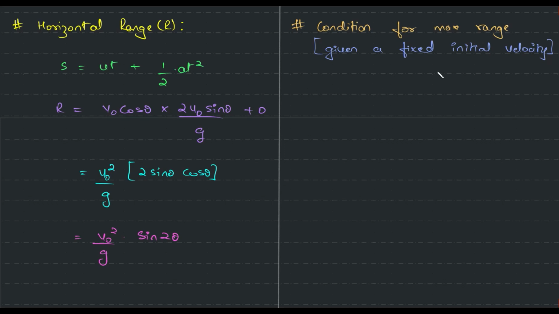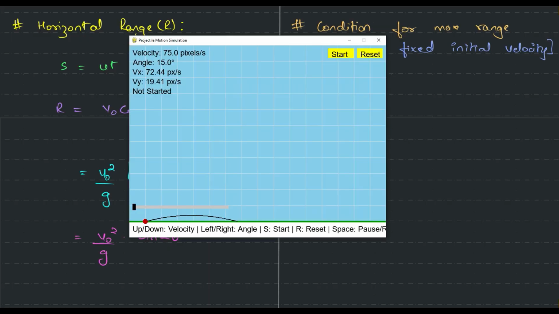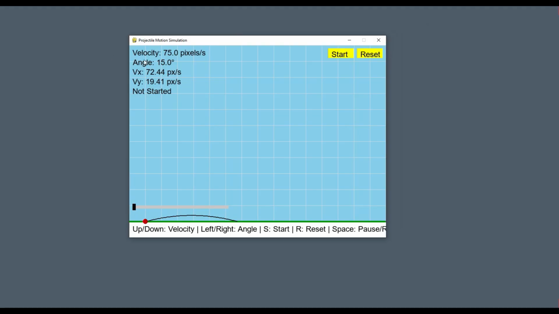Now we're looking at the condition for maximum range given a fixed initial velocity. Let me explain this. Look at this simulation. Let's not get distracted. Look at the velocity. It's 70, right? And look at the angle. It's 15, and Vx, Vy is where the particle is, and so on and so forth. So the journey has not yet started.